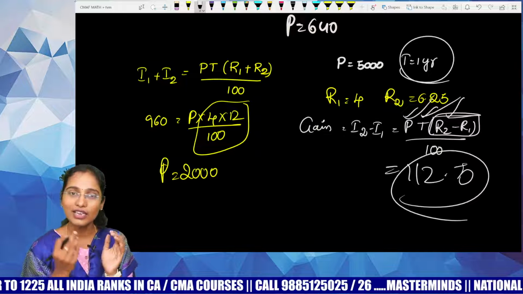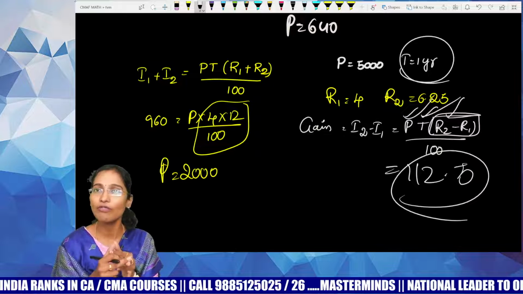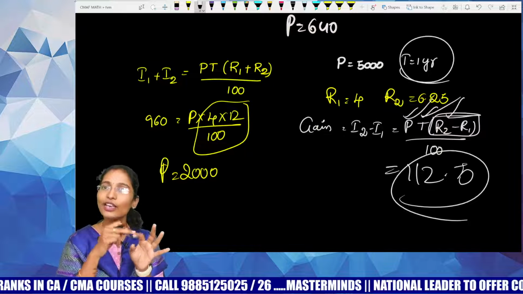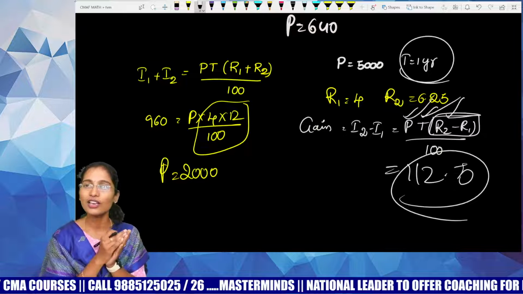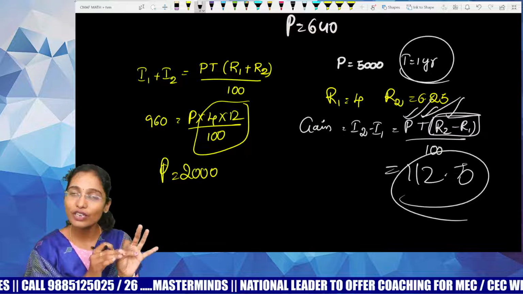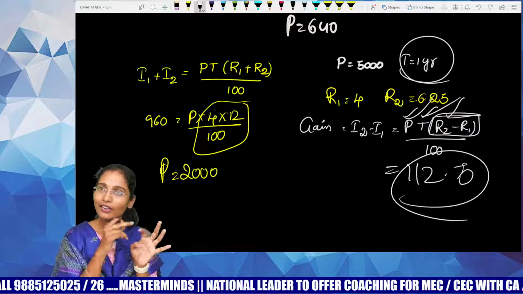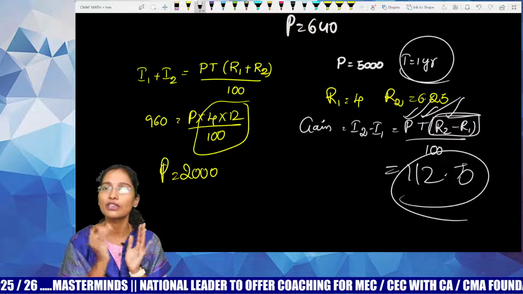In another case, time duration is varying and my target is to calculate the sum of interest only: P into (T1 plus T2) into R by 100. In another case, rate of interest is varying and I need to calculate the difference of interest. Formula: P, T, (R2 minus R1) by 100 or P, T, (R1 minus R2) by 100.